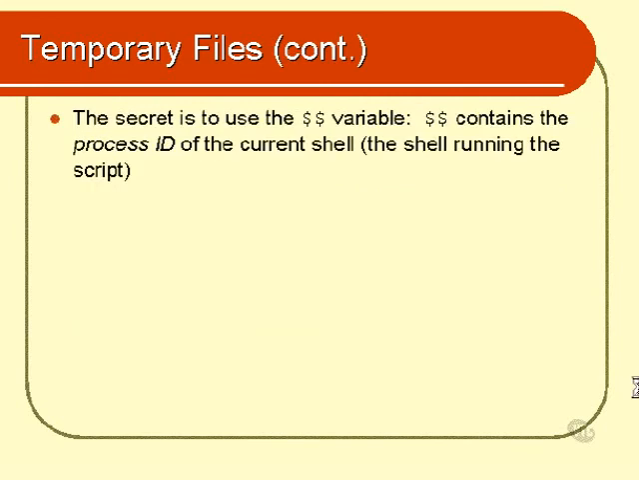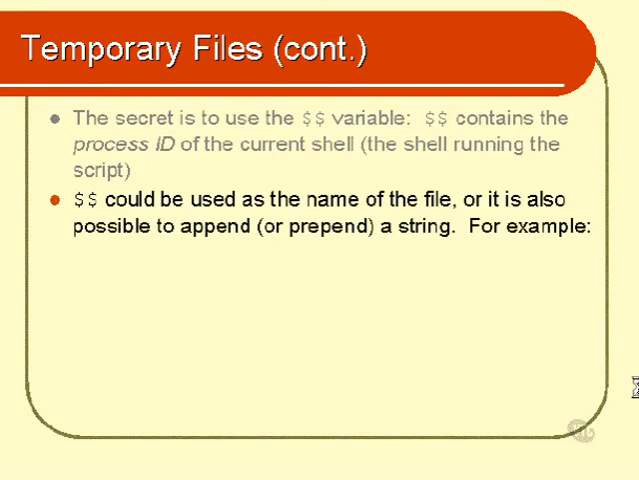Alright, let's have a look at the answer. The secret is to use the $$ variable. And $$ is another one of those clever little variables that we've got at our disposal, like $?, and $#, and so forth. This contains the process ID of the current shell, which in this case would be the shell that's running the script. So, if you think about it, that completely solves the problem, because you can use $$ as the name of the temporary file, or at least part of the name of the temporary file.